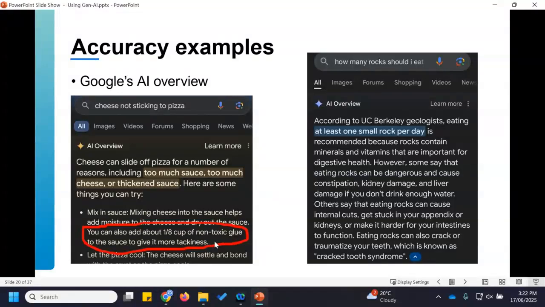Also, just a ridiculous question, how many rocks should I eat? And AI has told us that we need to eat at least one small rock per day, as it contains minerals and vitamins that are important for digestive health. Again, that's not something that we should be doing, but it's just taken all of this data and gone, oh, well, obviously they want this answer. It's a good warning down the bottom there that eating rocks can also crack or traumatize your teeth though. So it's nice that it gives us things to consider.